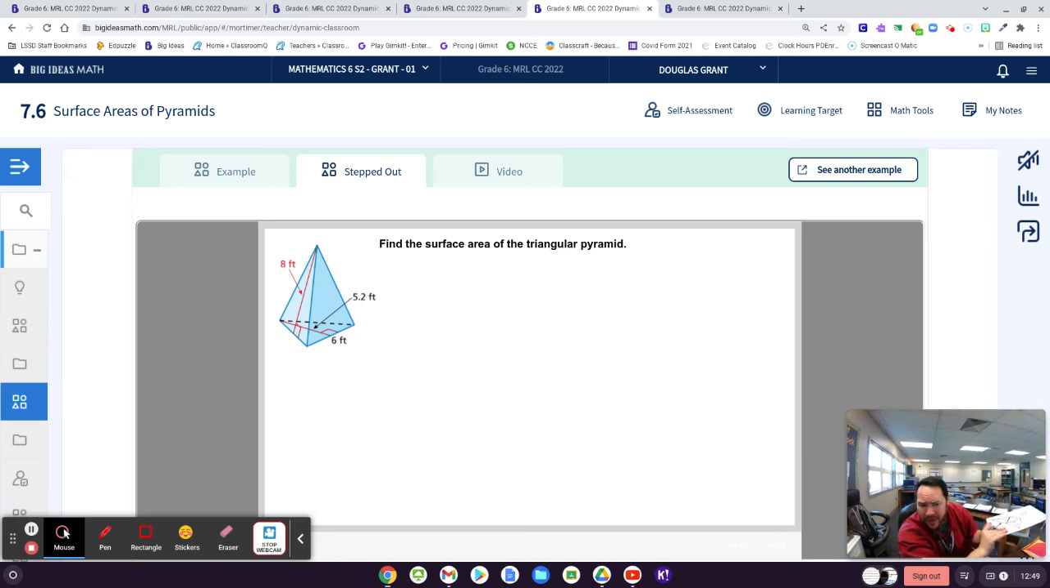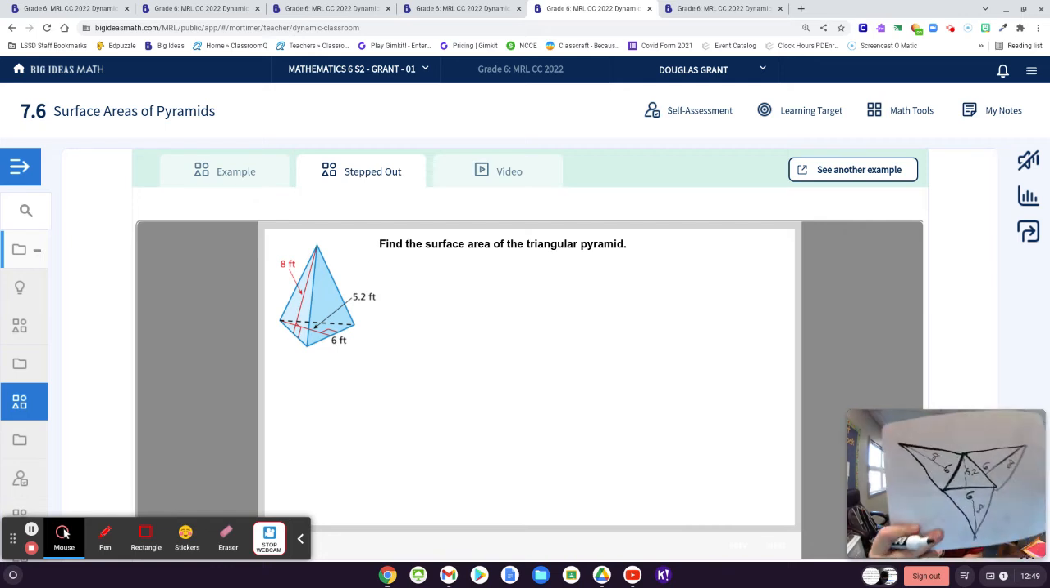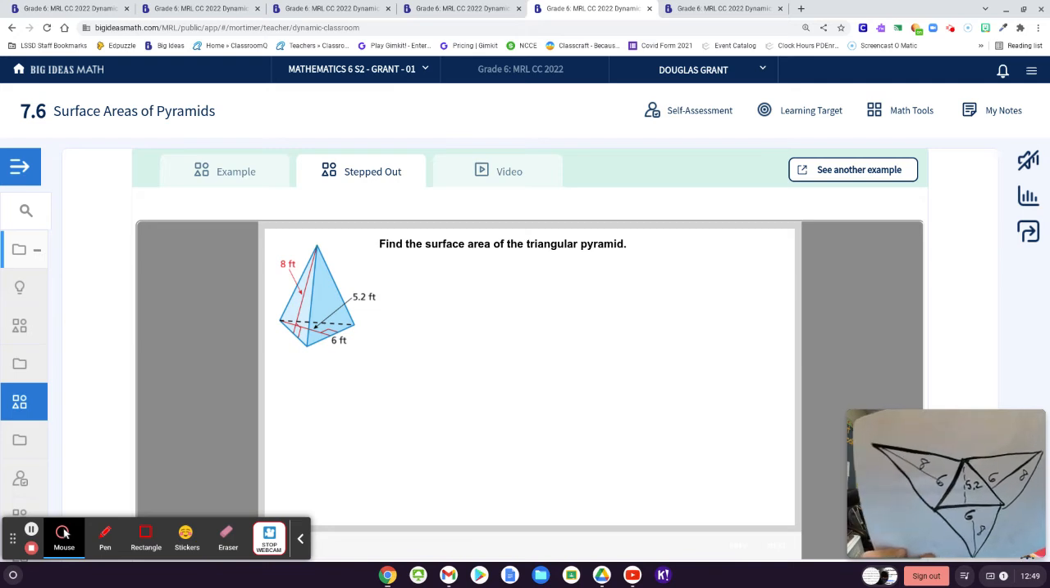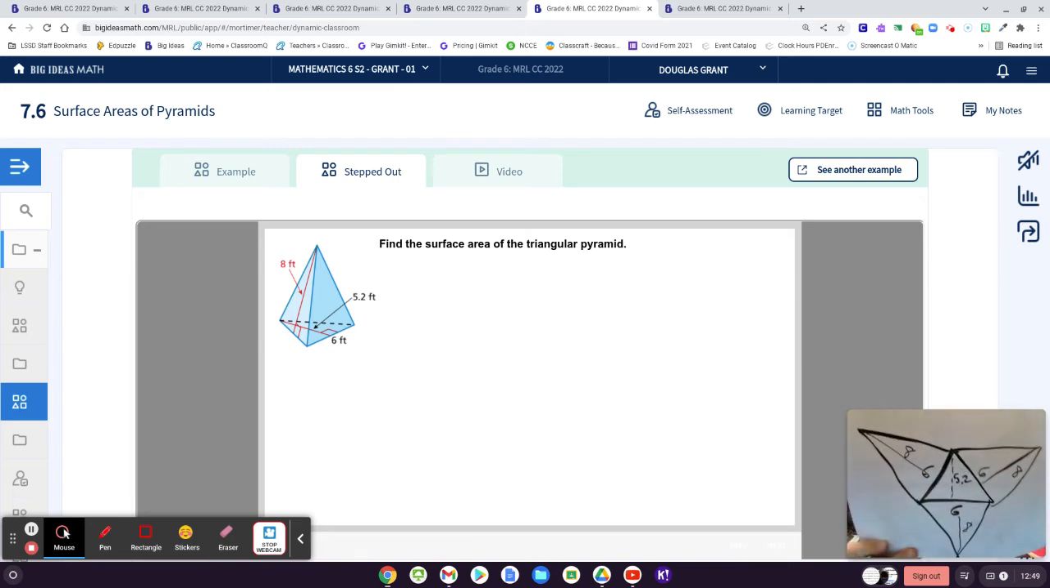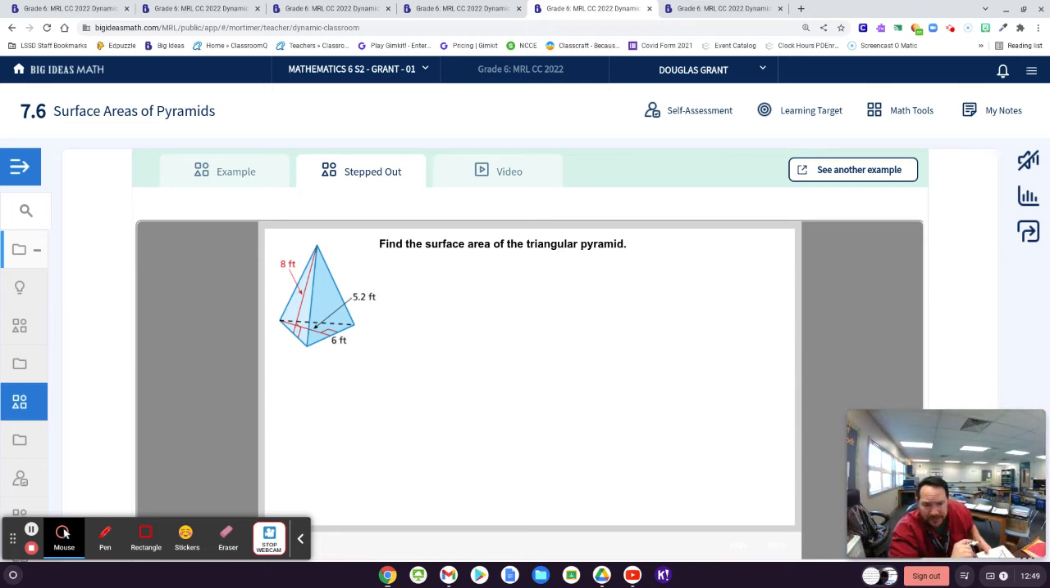But then the bottom triangle is different. That one has a base of 6 and a height of 5.2. So notice this bottom triangle is different than the other 3 triangles. So what I want you to do is see if you can find just the area of the bottom triangle. So just the bottom one. What's the area of that bottom triangle?